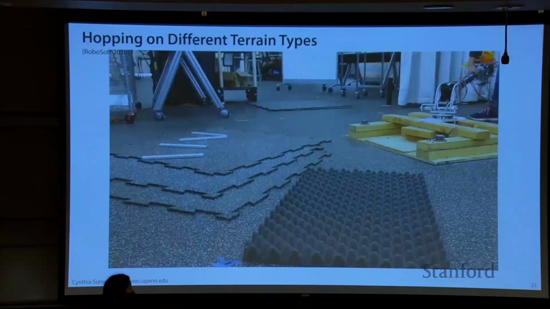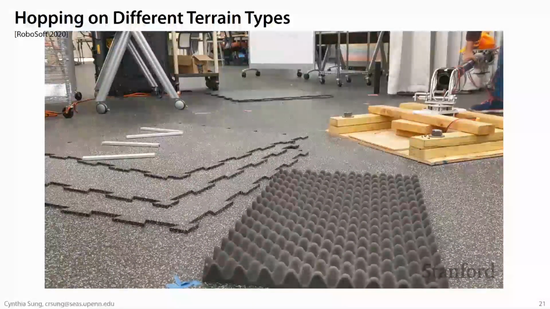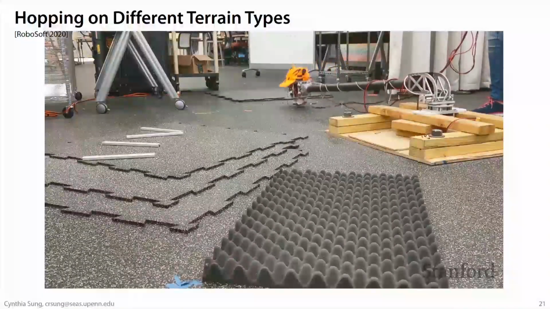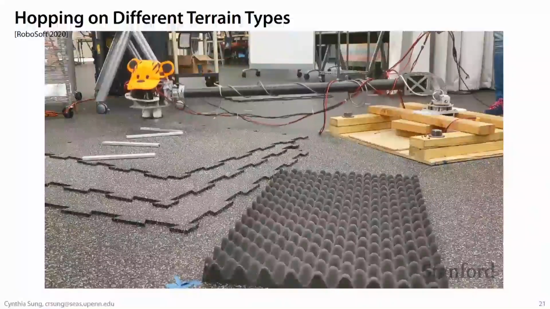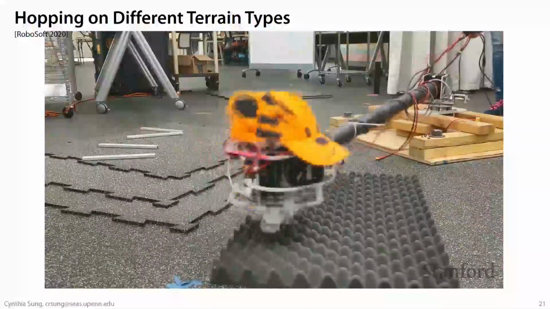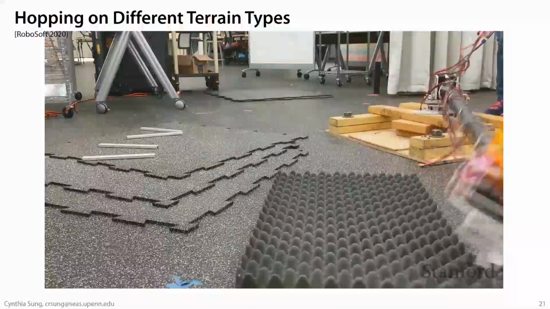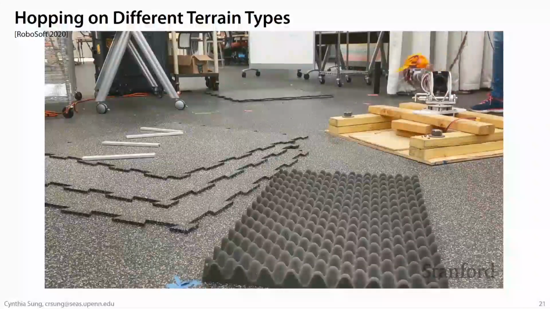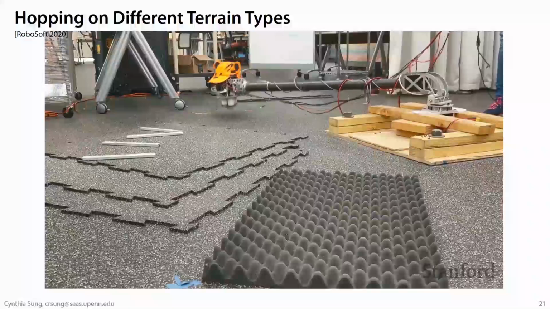Not only that, but because the structures are compliant, that same design can actually locomote over a wide variety of terrain. So here you're seeing that exact same design with the same controller hopping over this obstacle course that the students set up. And of course, the speed at which it moves is going to change depending on the particular environment, but it is still able to achieve this hopping behavior.